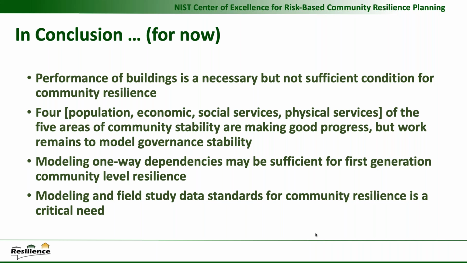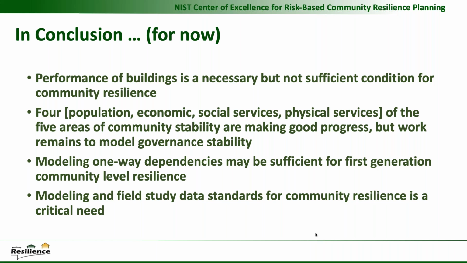So in conclusion, performance of buildings is a necessary but not a sufficient condition for community resilience. And I hope I showed that early on by showing the 5 community stability areas, and that's just one of them, or even part of one of them. And then population, economic, social services, and physical services. Those are 4 of the 5, these are the 4 areas of community stability. There's good progress, but a lot of work remains in governance stability.